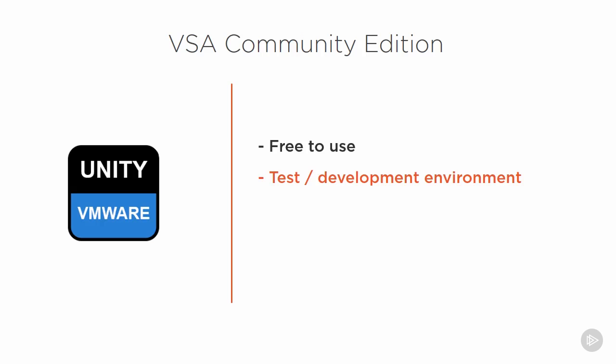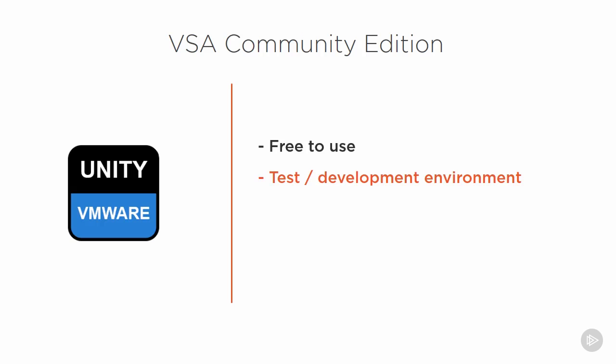The Community Edition is also a great place for you to perform operating system upgrades on the Unity itself. So a new release comes out for the Unity platform and you want to test it out, deploy it in the Community Edition because it is the same as the production releases of the EMC Unity VSA platform.